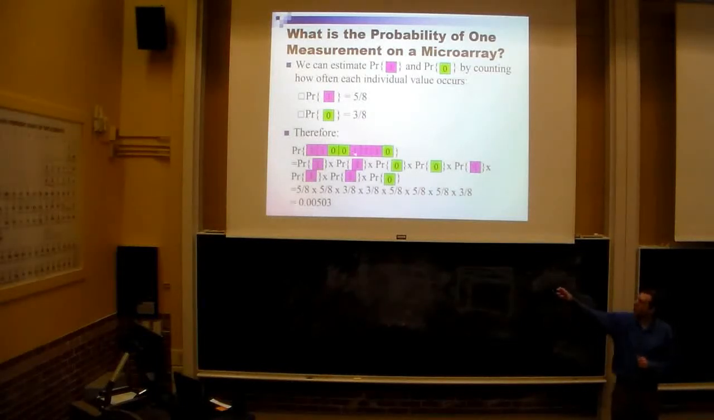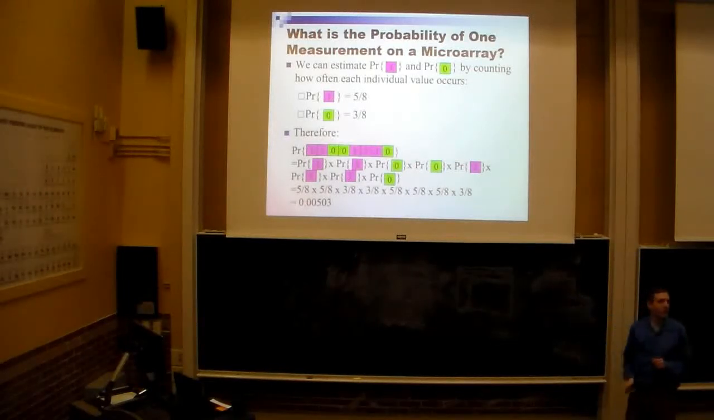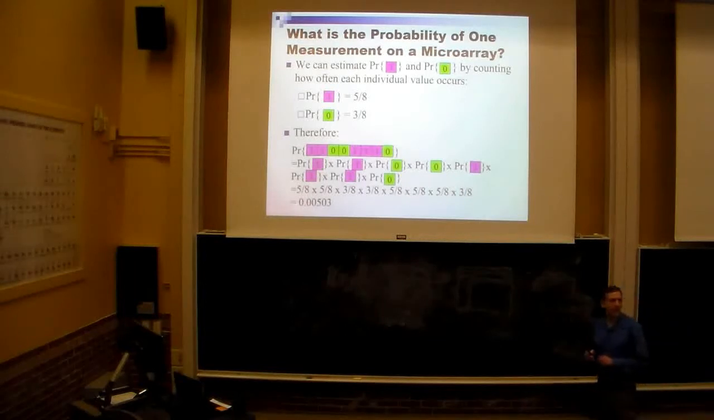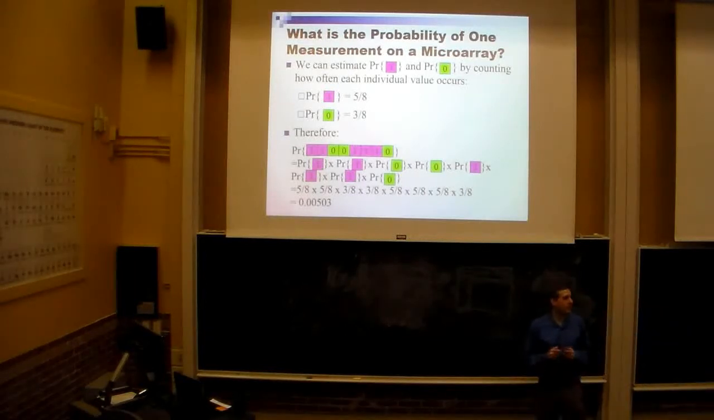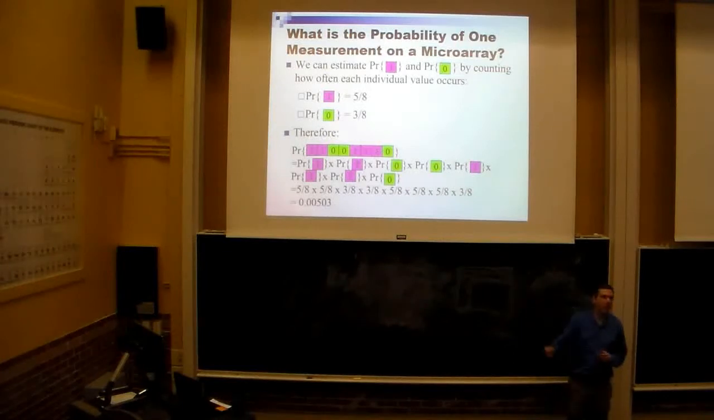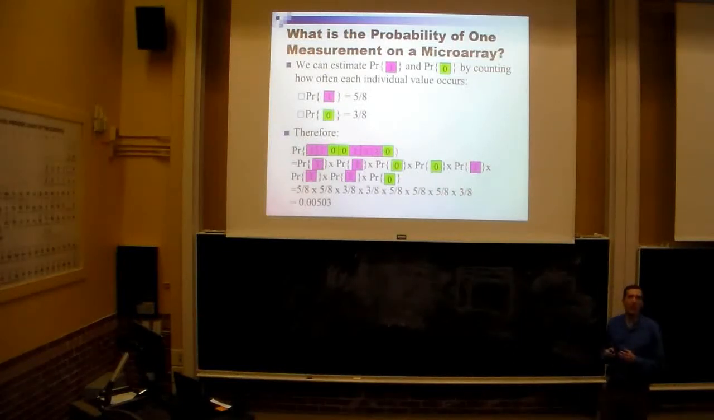And then we can talk about the probability of the complete string of expression values across conditions being the probability of 1, which is 5/8, times the probability of 1, which is 5/8, times the probability of 0, which is 3/8, times the probability of 0, which is 3/8, and so forth, multiplying all of those through and getting to an actual number, 0.00503. So that is giving us a likelihood of generating this string of expression values, or at least our maximum likelihoods, or our best estimate based on the data we're going to see. And we could do that for any other string of values.